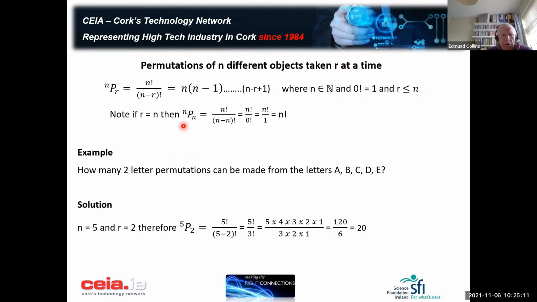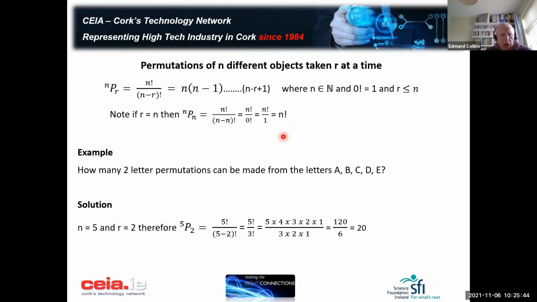So if r equals n, so we have nPn here, then we have factorial n divided by factorial (n minus n), which is equal to factorial n divided by factorial 0. And as we've just seen, factorial 0 is 1. So that equates to factorial n, which is back to the previous slide we would have looked at.